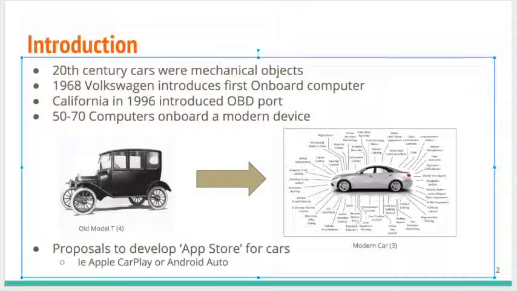Nowadays, however, we have hundreds of electronic components in our cars, as you can see by the image on the right. We have driver alertness monitoring, heads-up display, night vision, windshield wiper and control, etc. We've also had several proposals to develop app stores for cars, as you can see with Apple CarPlay and Android Auto, so that people can install applications and have them run on their car systems.